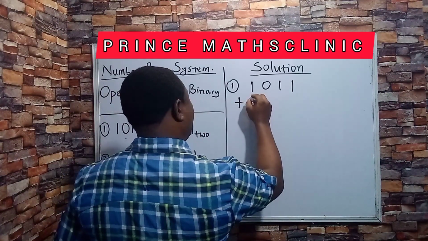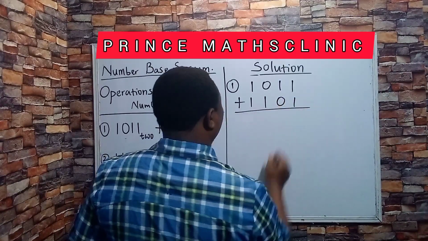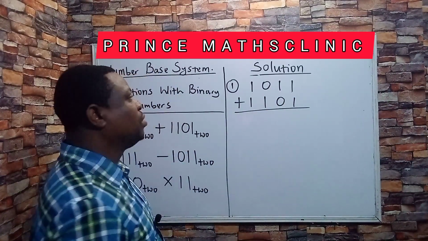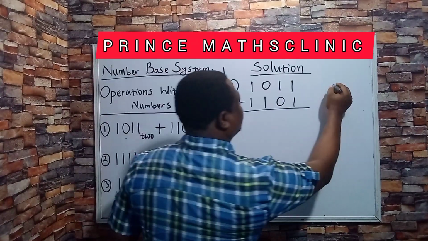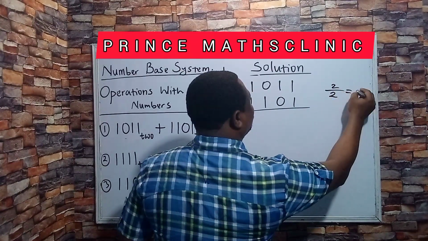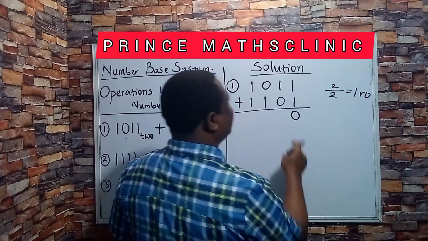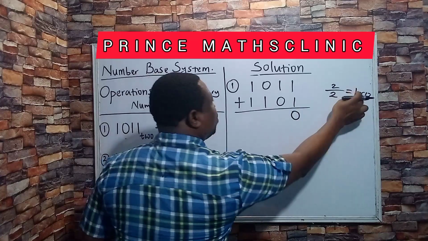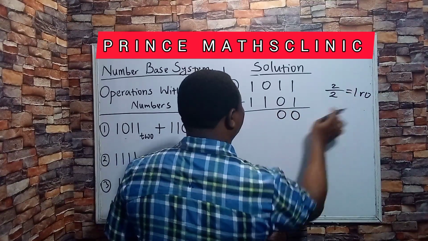The operation is plus. So going by the rule I just gave to you, if you add 1 to 1, you get 2. You divide it by base 2, you get 1 remainder 0. That remainder is what you write, carry 1. If you add 1 to the 1 you carried, you get 2. You still write a 0, you carry 1.